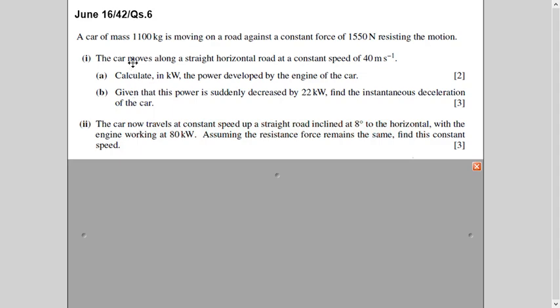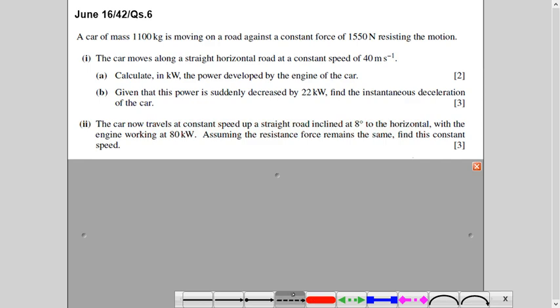First part of the question is saying, because we'll solve this part first, the car moves along a straight horizontal road. The important thing here is that the car is moving at a constant speed of 40 meters per second. You have to calculate the power developed by the engine of the car in kilowatts, and given that this power is suddenly decreased, we'll see this later.